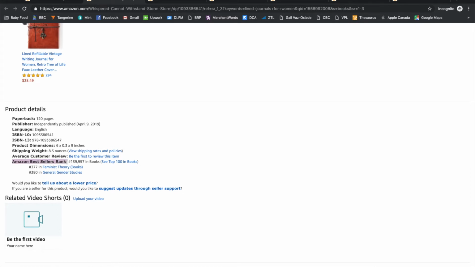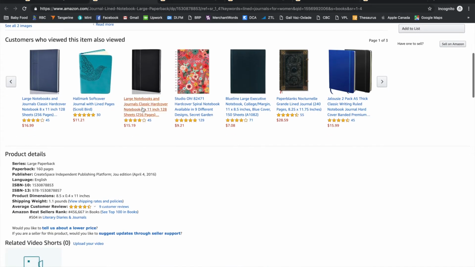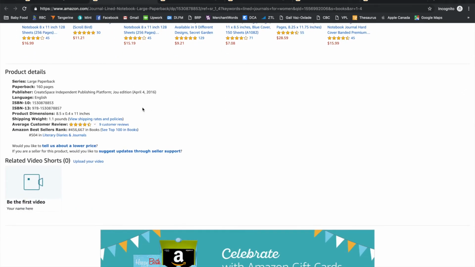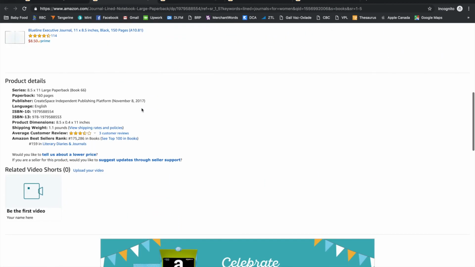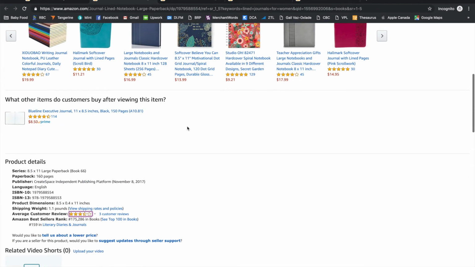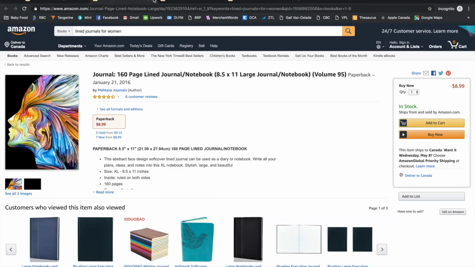So for this one, the bestsellers rank is 139,000 in books. What that's telling us is this book is making sales. It's not a super hot seller at 139,000, but it is generating a few sales a month. So we'll close that and move on to the next one. Again, 456,000. That's not a great rank, but it is making a few sales. Okay, 175,000. Again, not great, but it is making some sales.